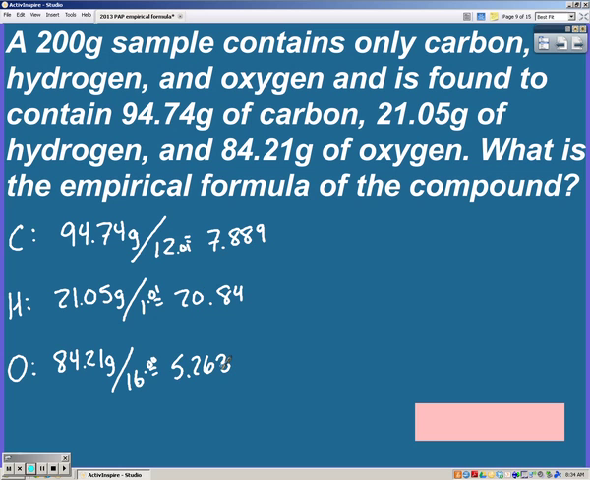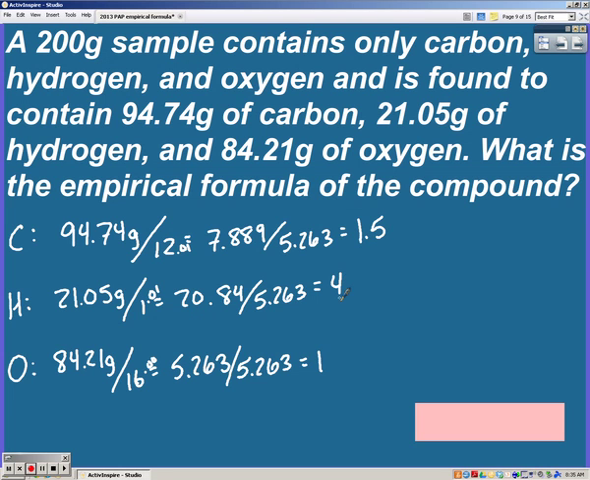And then divide by smallest. If we compare these, oxygen has the smallest amount of 5.263. So remember that you have to divide all of them by that number. I get 1. For carbon, I get 1.5, and hydrogen, I get 4. Notice carbon is not a whole number, so I do have to leave it as 1.5.